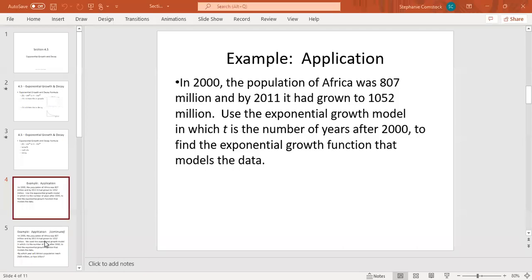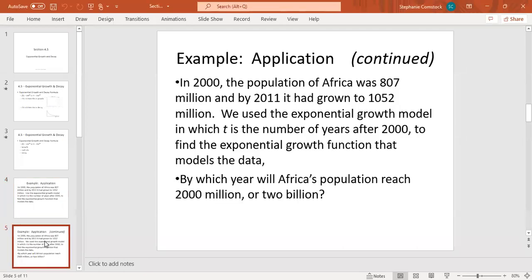Okay. So now the next part of this says, by which year will Africa's population reach 2,000 million or 2 billion? And again, the use of the 2,000 million here is solely because since we worked this in using that 807 million to start with, we are needing to utilize the same units as we go.